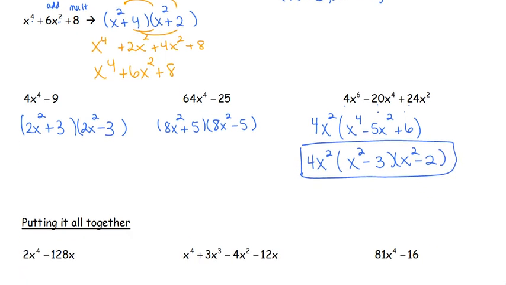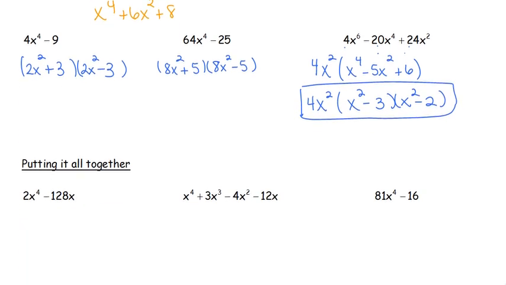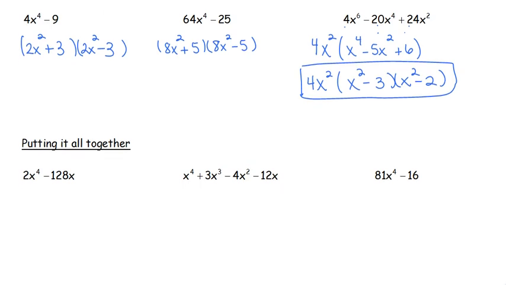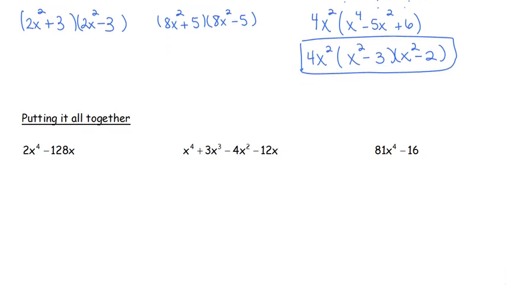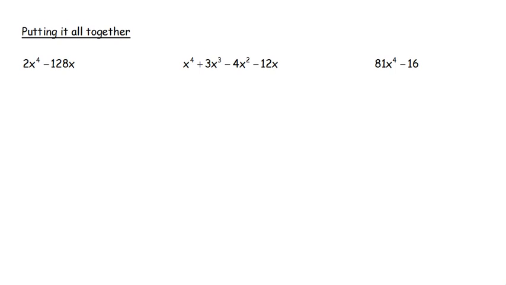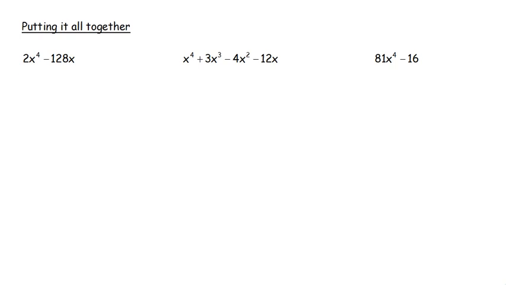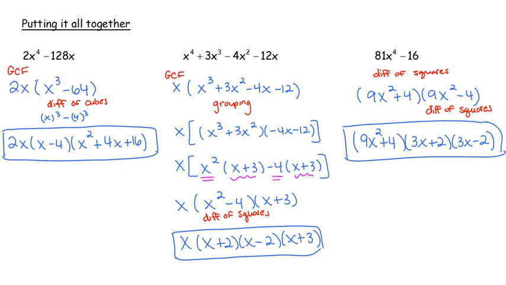Alright, we are almost done. The last thing we're going to do is put it all together. So what I want you to do is you've got these three problems. I want you to press pause and see if you can apply all of your factoring rules, old and new, to get these factored as far as possible. Don't forget to check for GCF first. Alright, let's see how you did.